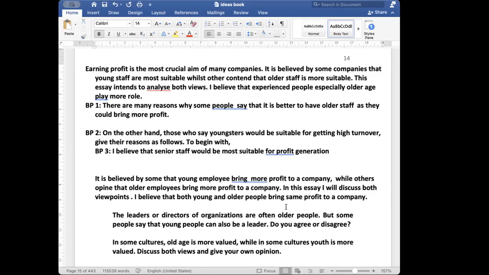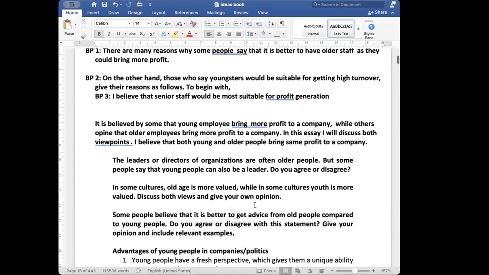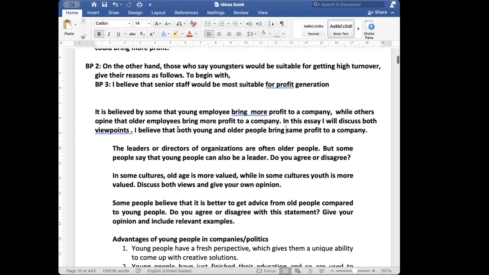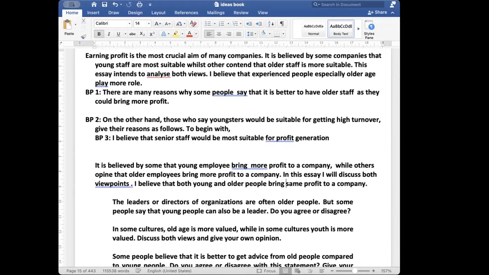I believe that both young and older people can bring the same profit. No, you want to say that both should be there because both have their own benefits. Can bring the same, no, bring same needs the before it, I was correcting that. I believe that a mix of young and old employees can bring the maximum profits to a company. Honey, this is wrong. I hope you understood.